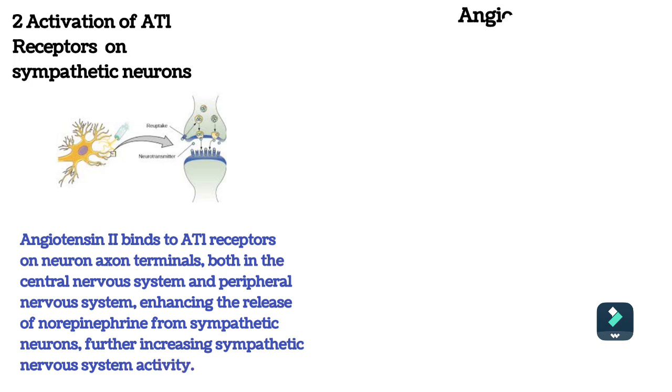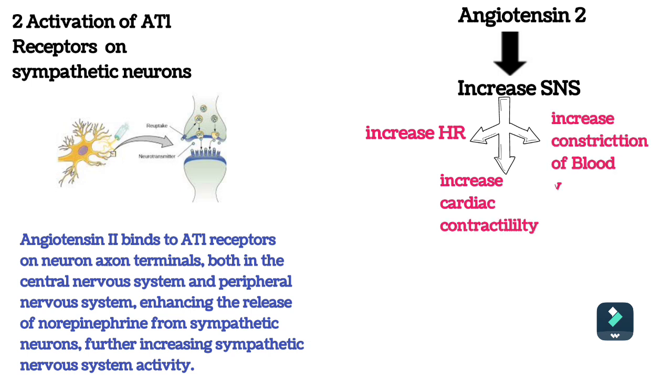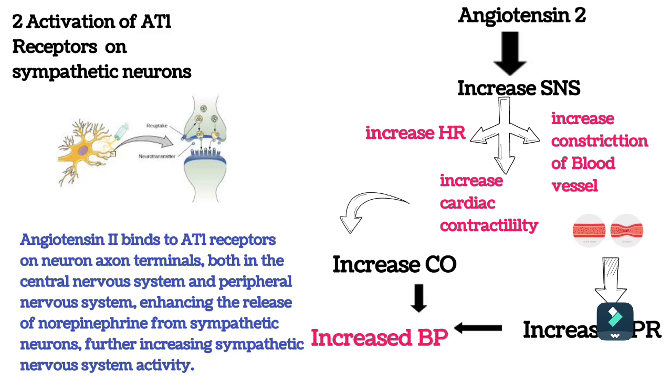Summary of sympathetic effects. Angiotensin II increases sympathetic nervous system activity, leading to 1. Increased heart rate, 2. Increased cardiac contractility, 3. Increased constriction of blood vessels. Increased heart rate and contractility boost cardiac output, while blood vessel constriction increases total peripheral resistance, TPR. Together, these effects increase blood pressure.